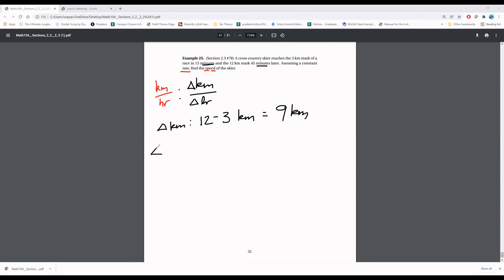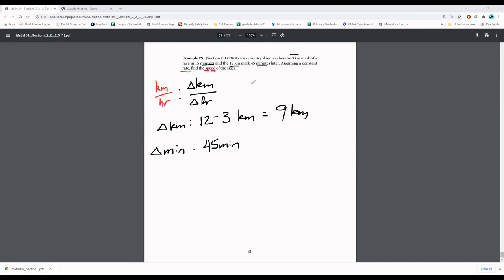What's our change in time? Let's use minutes in this case. We can move it into hours later if we decide. Let's say we started at 15 minutes and then 45 minutes later. Okay, be careful of the wording here. It's kind of tricky. You might think, oh, I'll take 45 minutes and subtract 15, and that's my change in time. But if we read very carefully, notice it says 45 minutes later. So we measured 3 kilometers, and then 45 minutes later, we hit the 12-kilometer mark. So the passage of time has actually been 45 minutes. That's been given in the wording of the problem.